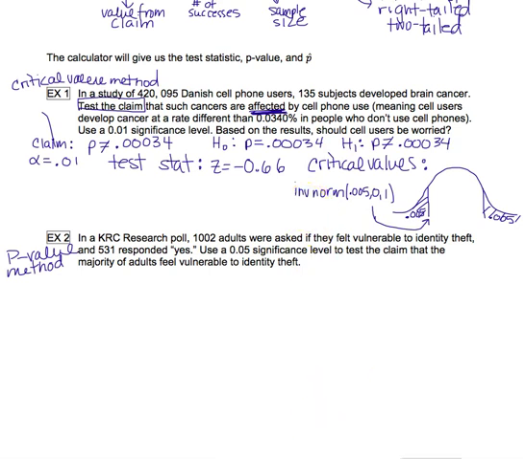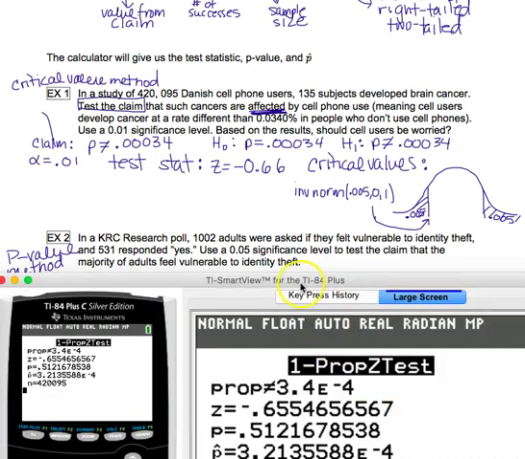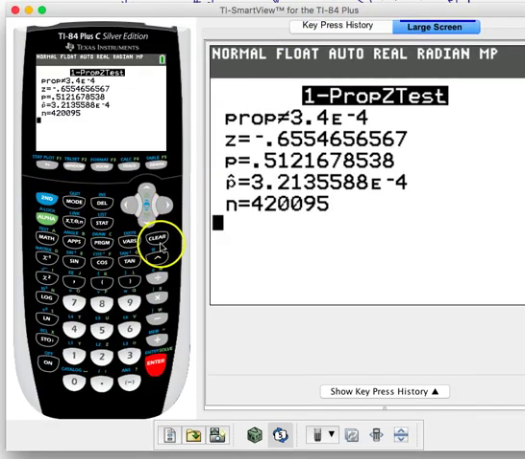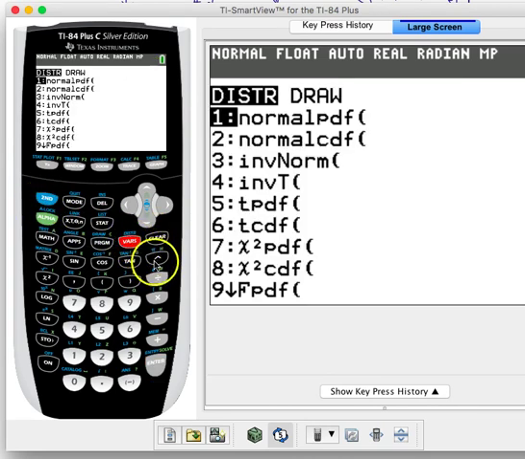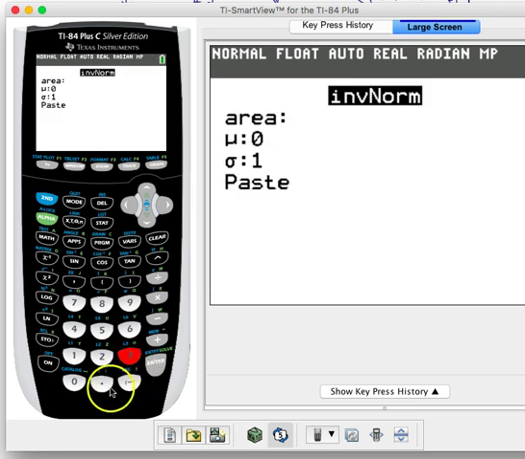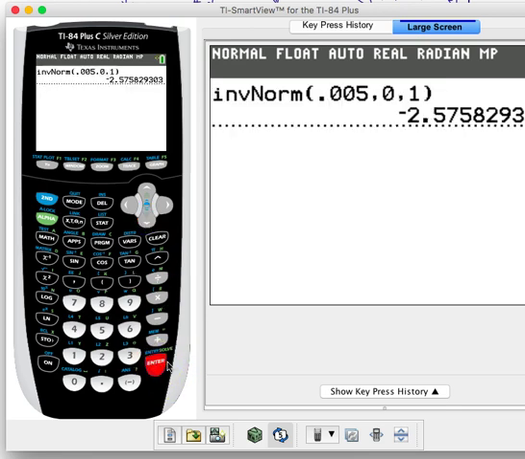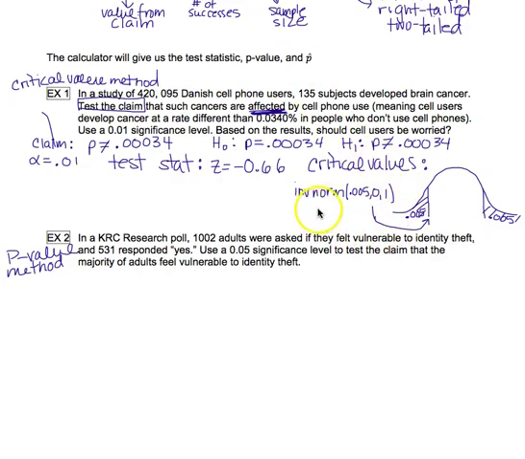which, where's my calculator? There we go. So, second distribution, inverse norm, 0.005 with 0 and 1. And that tells me negative 2.58. So, negative 2.58 is my critical value that I care about.